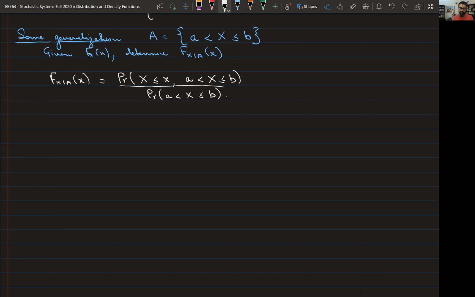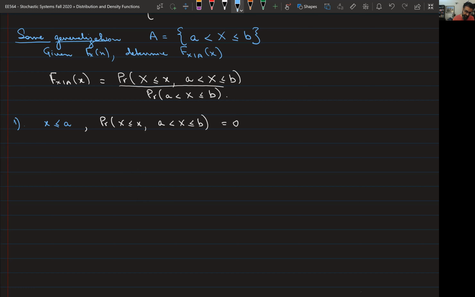Now I can divide this up into several cases, right? So just like I did in the previous example, what should those cases be? So the first case, of course, is when x is less than or equal to a. What happens here? Mohsen? So the intersection would be a null set. So the probability that capital X is less than or equal to small x and A is less than capital X is less than or equal to B, that's 0. Right? The intersection is null, and therefore the probability is going to be 0.